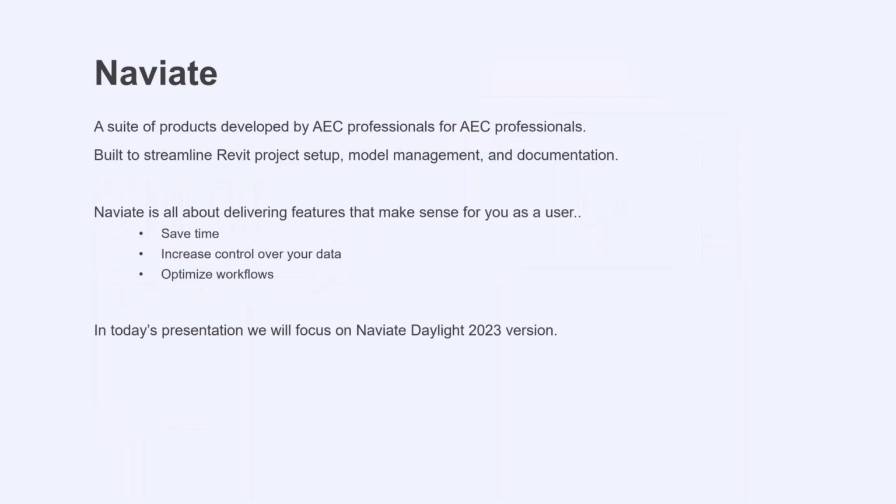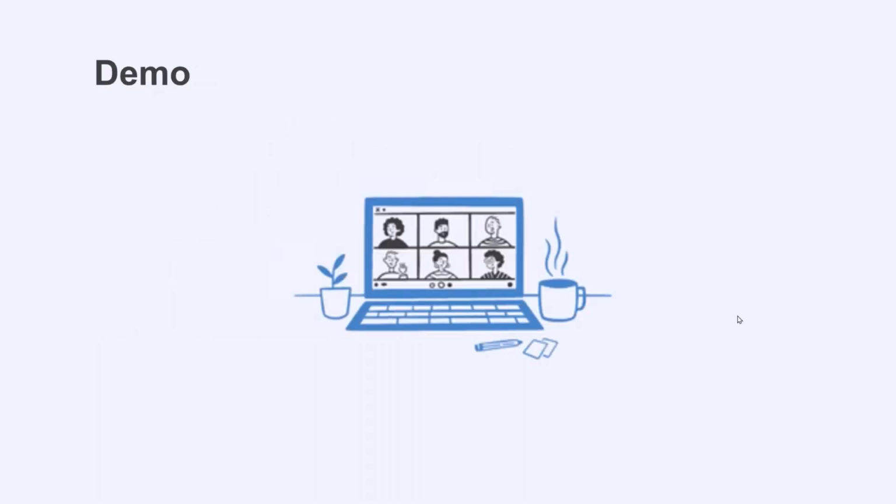So high level for new users of Naviate or non-users of Naviate. Naviate is a suite of products developed by AEC professionals for the AEC professionals. All about focusing on how we can do project setup, model management, and documentation. So all the features that you can see within the Naviate portfolio are funded by some of these elements. So we're going to save time, increase control, and optimize workflows. That's our foundation there. So by that, I will hand over to Mehmed, who is going to walk us through the features for Naviate Architecture, doors and windows.